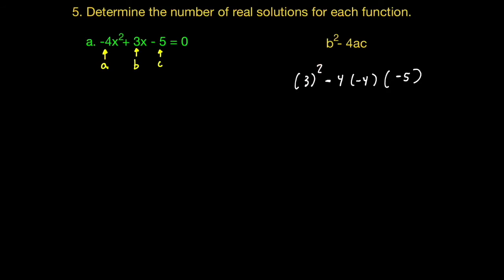3 squared, that's the same thing as 9. And then here we have a negative times a negative, which is going to be positive. But then if we multiply by another negative, we're going to get negative right here. 4 times 4 is 16, and then 16 times 5, we're going to get 80. And 9 minus 80 will give us negative 71. So the discriminant is negative 71, and this is less than 0, so we're going to have no real solution.